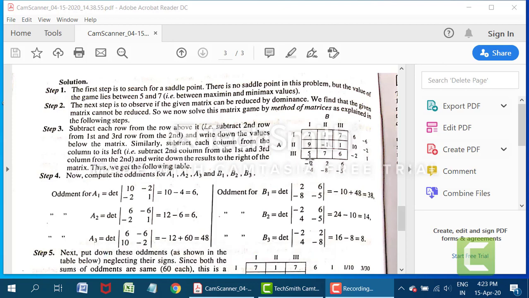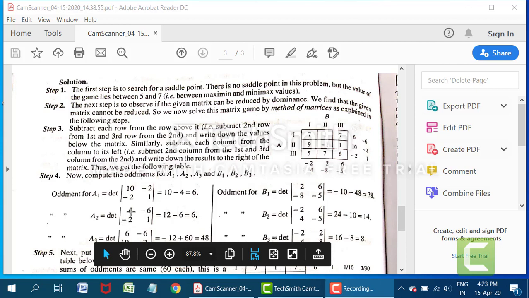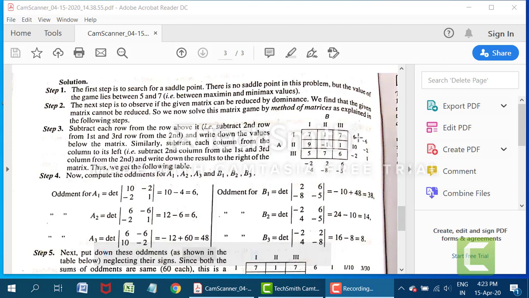When you write the determinant for this column, you should not consider this column; only this matrix you need to consider: 2, 6, minus 8, minus 5. For this one, A1, 10 minus 2. Where is that 10? This one, you see. For this row, you should not consider this row. So 10, minus 2, minus 2, 1. That is the determinant you should find for this matrix and write the result here.